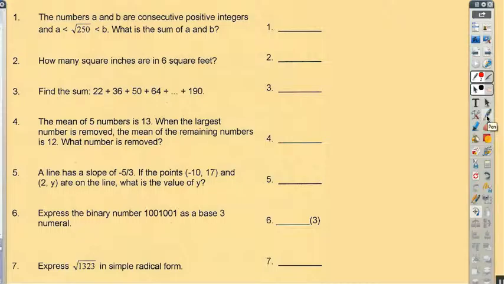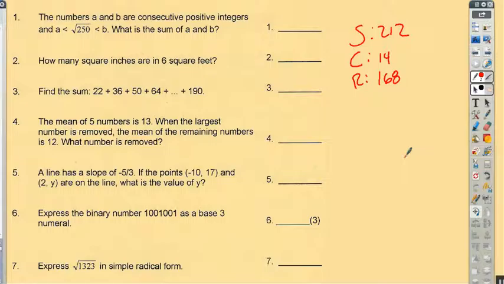Okay, find the sum of this sequence. Okay, folks, this one you really need to know by now. We need to take the sum of the first and last number, so 190 plus 22 is going to be 212. We need to know the counting number, and the counting number in this case is 14. And we need to know the range. And the range in this case is 190 minus 22, which is going to be 168.